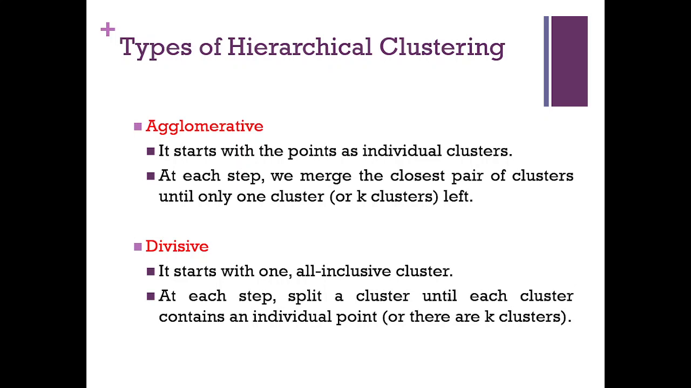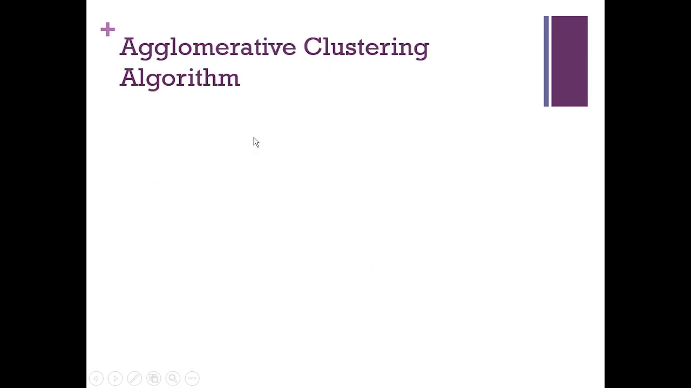On the contrary, in divisive, the entire process is opposite. We here start with just one cluster containing all the data points. At each step, we will split the cluster into smaller and smaller clusters until an individual point remains. Each of the clusters has individual points, or there are k clusters, whatever k we pick. So this is divisive, the opposite of agglomerative.